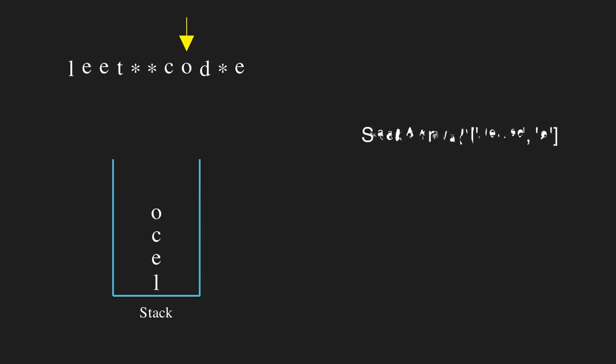The next character in the sequence is O. Being a non-star character, it must be kept. We execute a push operation, adding O to the top. The resulting stack state grows to L, E, C, and O. Currently, the stack contains L, E, C, O.